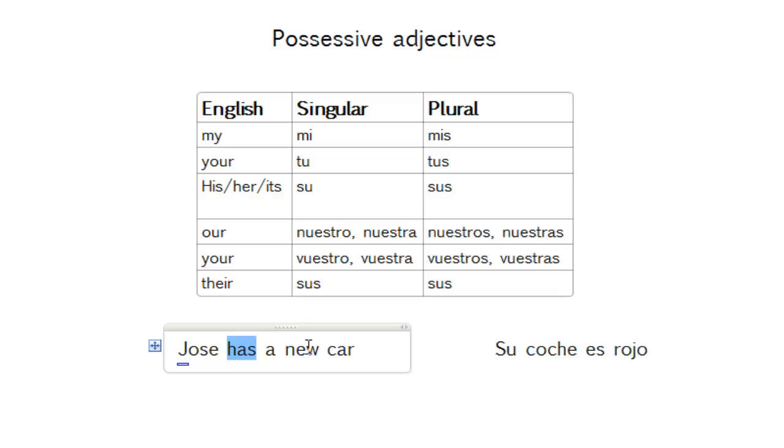Jose tiene. Just sometimes they don't put this. So really, Jose tiene coche nuevo. But it doesn't matter if you say it, I think, because tiene un coche nuevo is fine. Alright? And then you would say his car is red, for example. Su coche es rojo. And in that circumstance, you know you're talking about Jose.